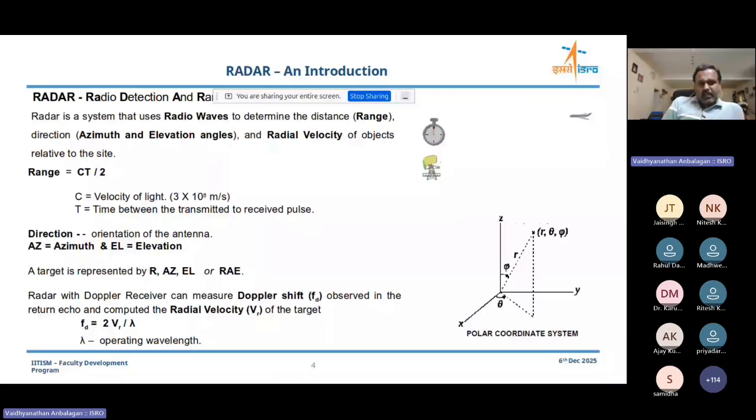In any radar, the basic three parameters are range, azimuth, and elevation of the target. If we can get the Doppler shift between the transmitted signal and the received signal, we can also say the velocity at which the target is going, because a moving target produces a Doppler shift in the signal. When a radar is capable of sensing the Doppler, we call it a Doppler radar, which gives the radial velocity of the target.